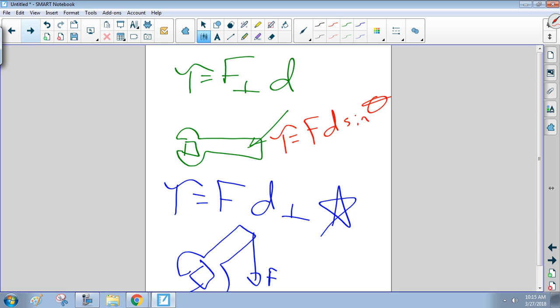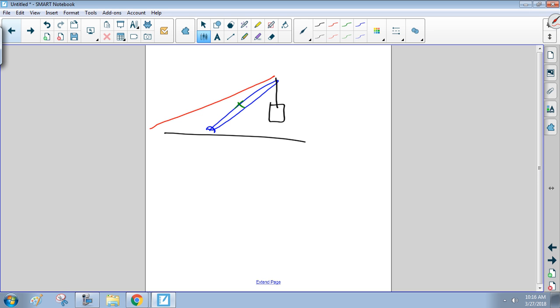So here, F is the actual magnitude of the force. D is the actual length of the lever arm. How far is it from your chosen pivot point to where the force is being applied? Okay? And what does theta represent? The angle between those two vectors. Follow? All right. So with that in mind, let's do this.